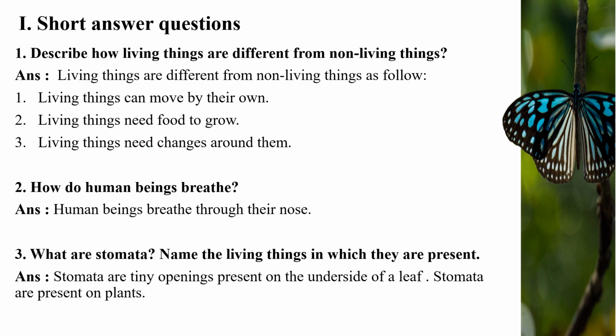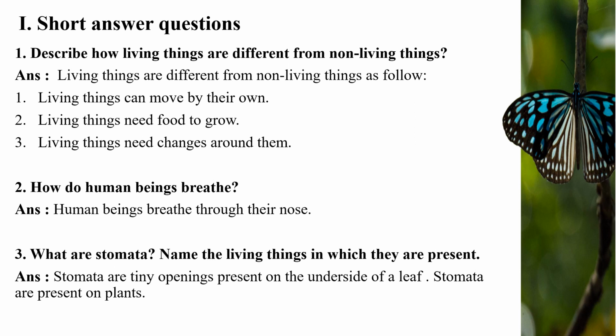Short answer questions. First, describe how living things are different from non-living things. Answer. Living things are different from non-living things as follows. First, living things can move on their own. Second, living things need food to grow. Third, living things feel changes around them. Second, how do human beings breathe? Answer, human beings breathe through their nose.